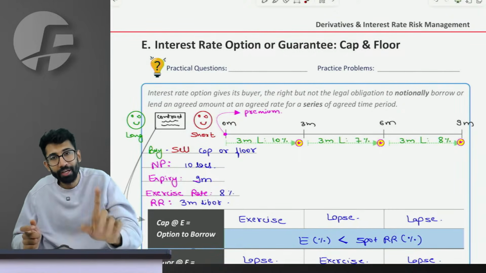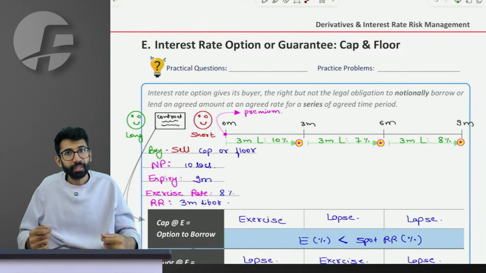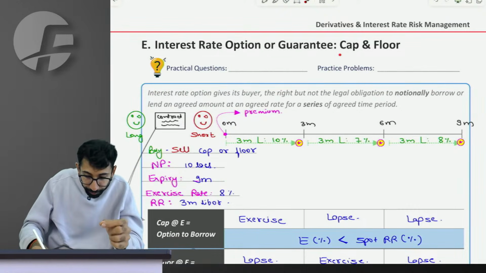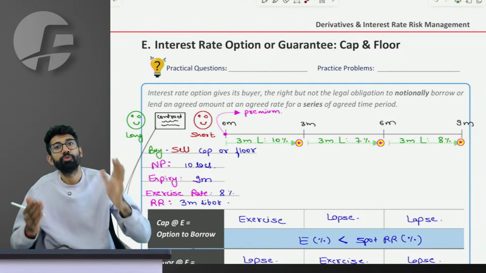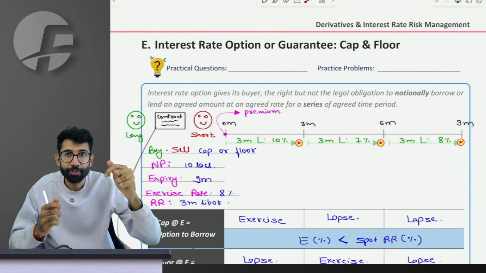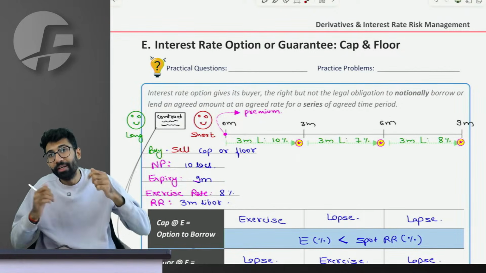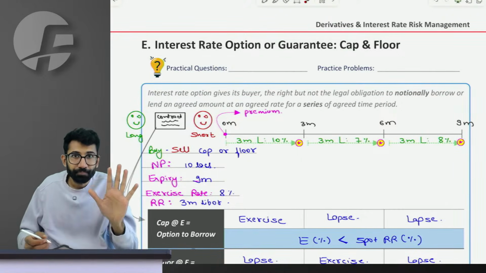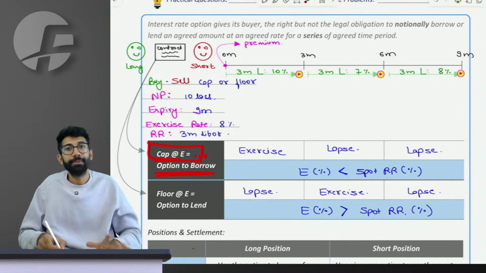When you buy something, what do you have? A long position. When I sell something, what do I have? A short position. But what have you bought? What does that contract have? If it is a cap option, that contract has an option to borrow. What is this piece of paper giving? An option to borrow. Since you bought it, you got an option to borrow. Since I sold it, it is like I have given you the right to borrow at a particular rate. This contract is an option to borrow at a particular rate that gets decided today only.